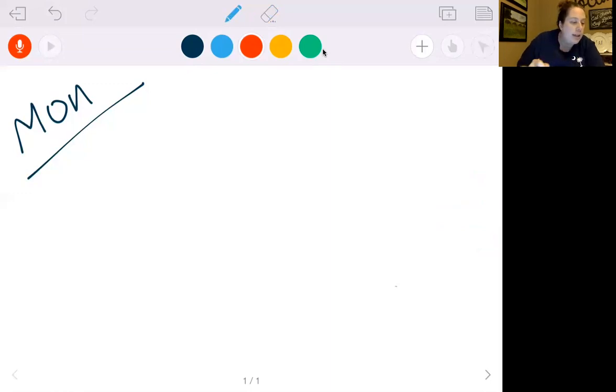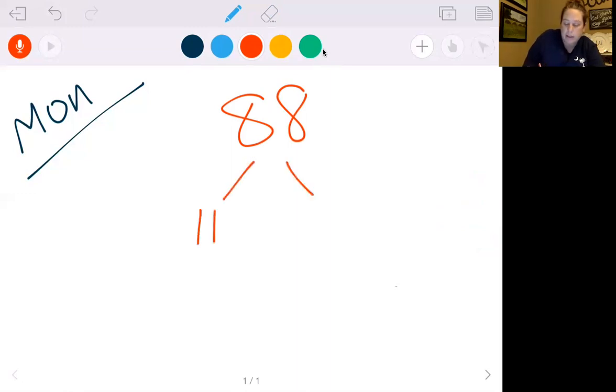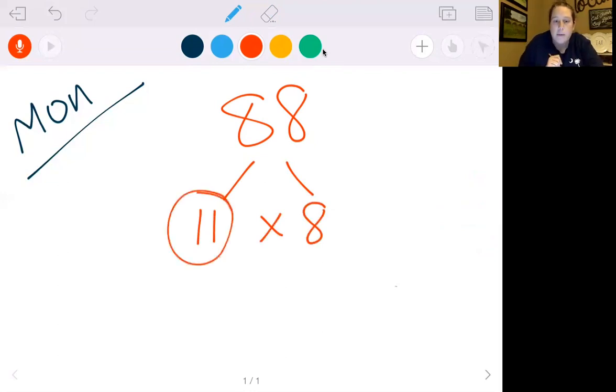So let's do one like 88. 88 is a composite number because I can have a lot of different ways to get to 88. The thing that comes to my mind first is 11 times 8. 11 is a prime number, so I'm going to go ahead and circle that one and be done with it. I can't break that down any further.